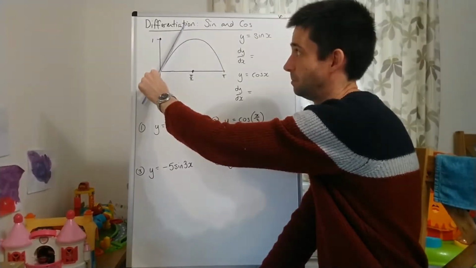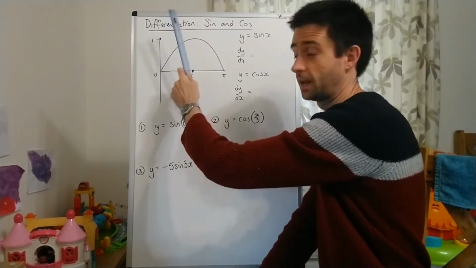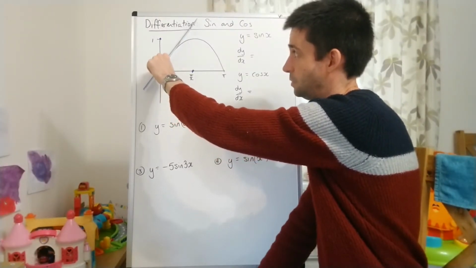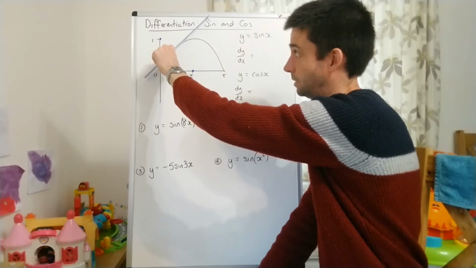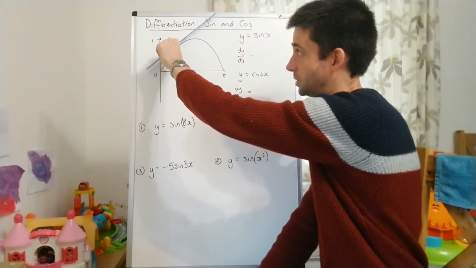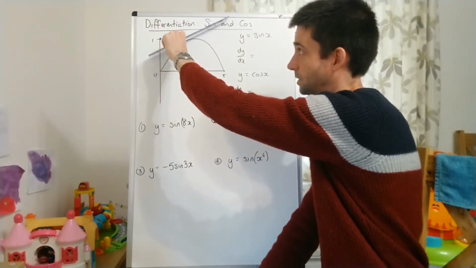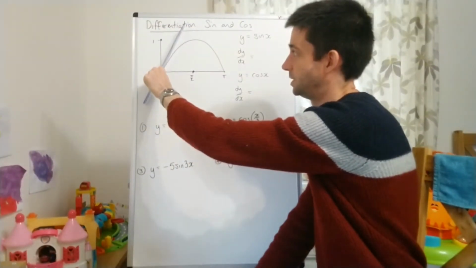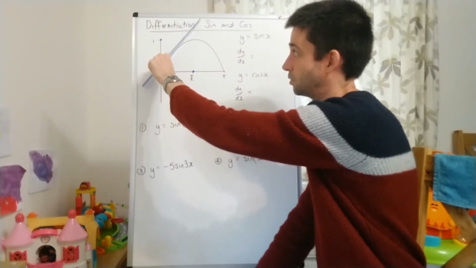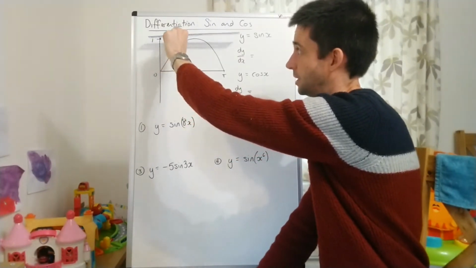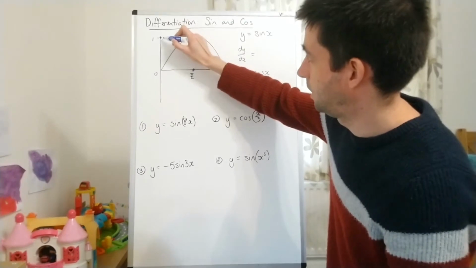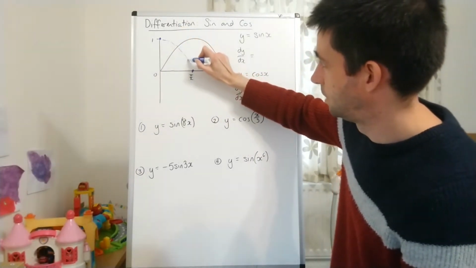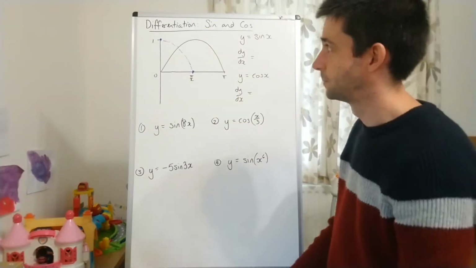Now, what's happening between x is 0 and x is pi over 2? Well, if I imagine drawing a tangent and then moving that tangent along the sine curve, you can see how the gradient is positive, but it's getting smaller until it gets to 0. So I'll do that one more time. We have a positive gradient, and that gradient is decreasing until it gets to 0. So what's actually happening here is the value of the gradient is getting smaller as we get to 0.